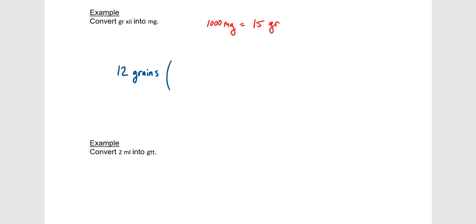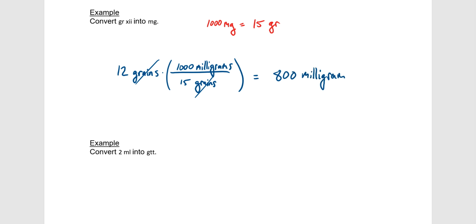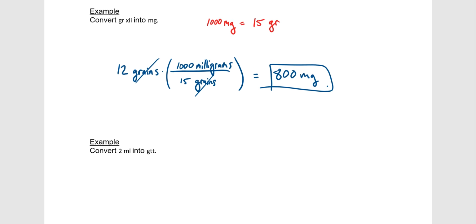So multiplying this, we're going to have 12 grains multiplied by 1,000 milligrams divided by 15 grains. So when we're multiplying these, the grains cancel. We have to do 12 times 1,000, which is 12,000. 12,000 divided by 15 gives us 800 milligrams. And I'll just use the abbreviation for this just so we're comfortable using the abbreviations. So 800 milligrams. Okay, so easy enough for that one, just the same thing that we've been doing.